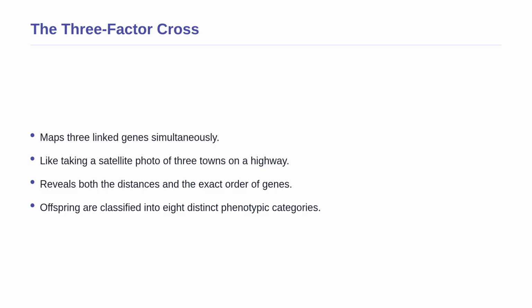A 3-factor cross is like taking a satellite photo of all 3 towns at once. It involves mating an individual heterozygous for 3 linked genes with a homozygous recessive individual. This powerful technique reveals not just the distances, but the exact order the genes appear on the chromosome, which a simple 2-factor cross cannot do reliably.